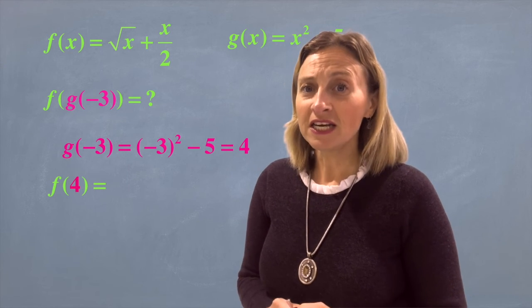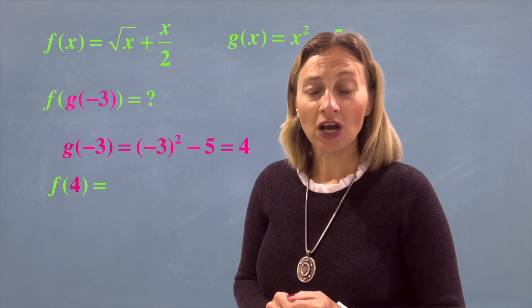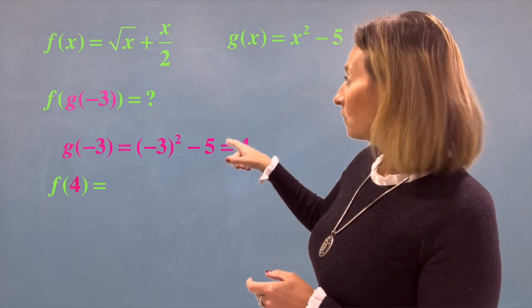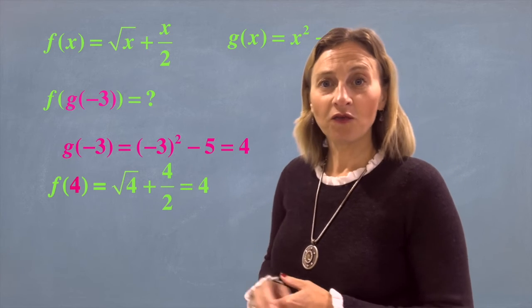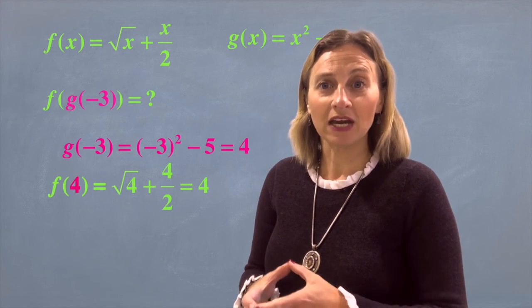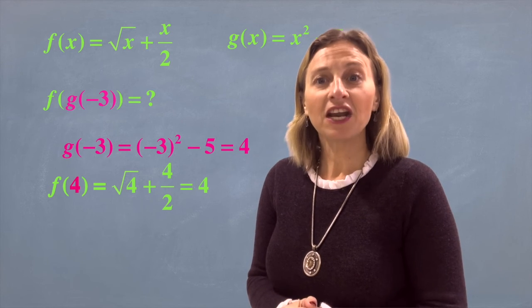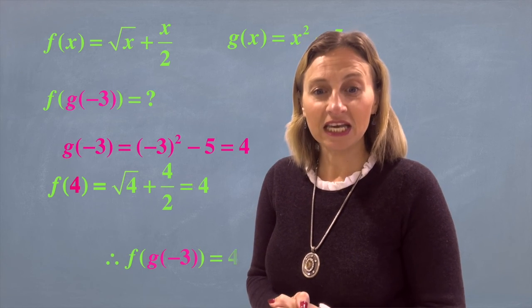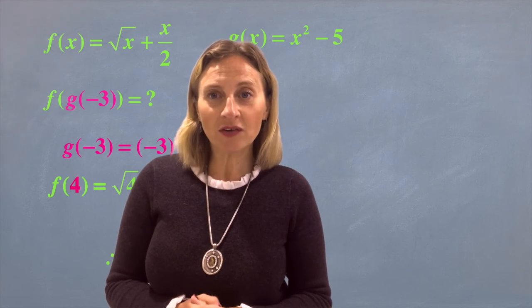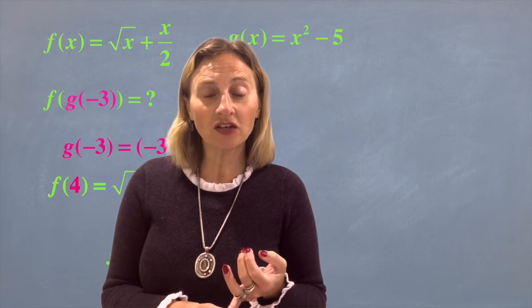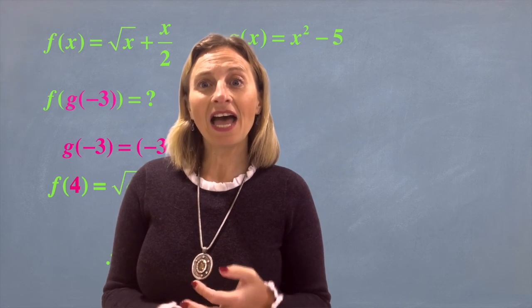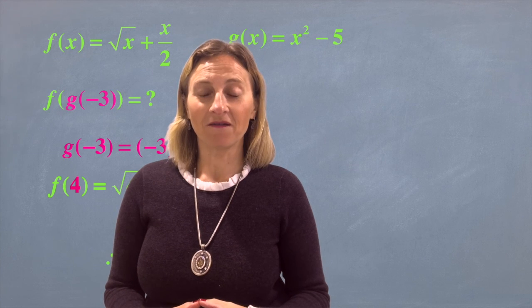That means that wherever there's an x in my f equation, I need to replace x with 4. So what do I get? I get the square root of 4 plus 4 over 2. You can do it in your head, do it on your calculator, and you get 4. That means that f of g of minus 3 equals 4. I don't think that was too hard, and I think most of you can understand how to find a function, how do you know if it is a function or if it's just a relation, and how to find composite functions.